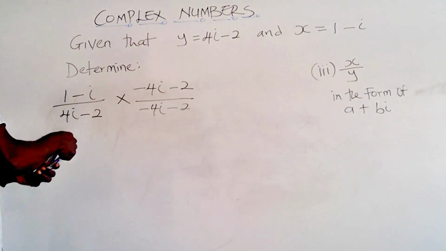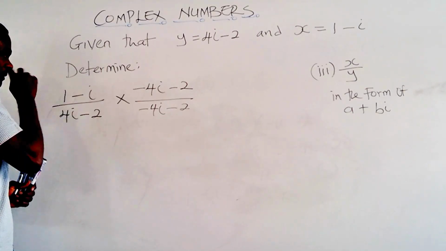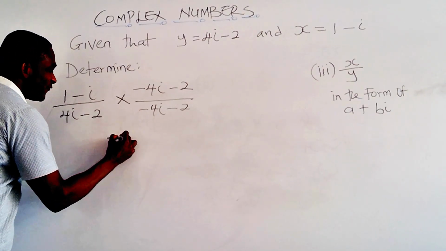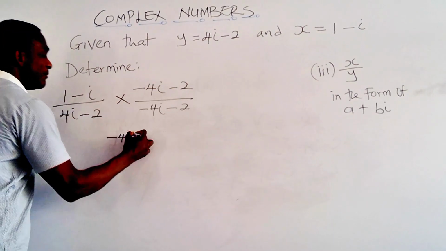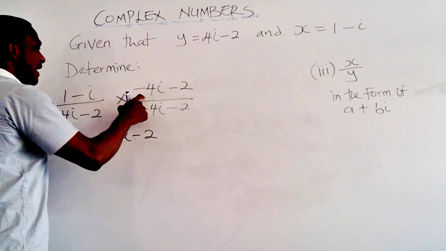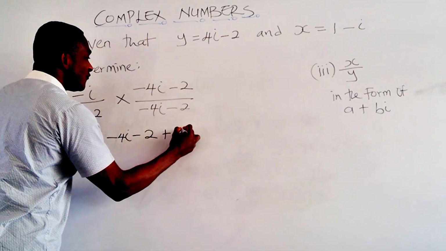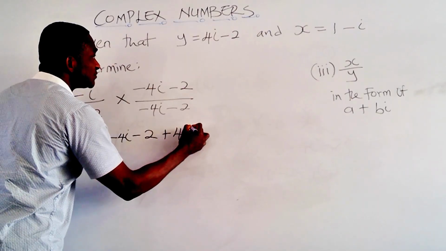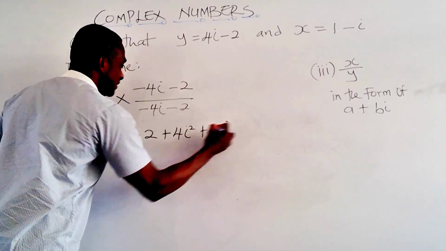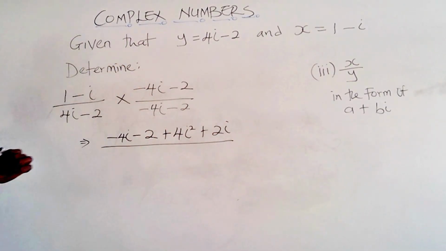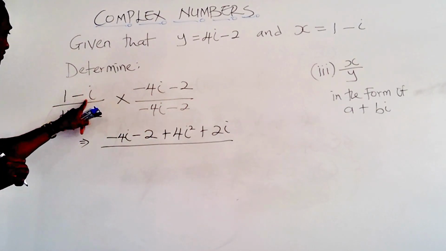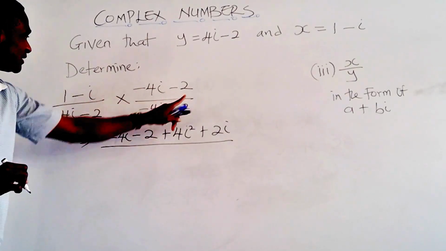Now let's go numerator to numerator, denominator to denominator. Now we have 1 times this, which is minus 4i minus 2. That's our numerator. This gives me plus 4i squared, and then this gives me plus 2i. We are done with the numerator. Let's go to the denominator. Please check for signs. I'm always terrible when it comes to signs sometimes.